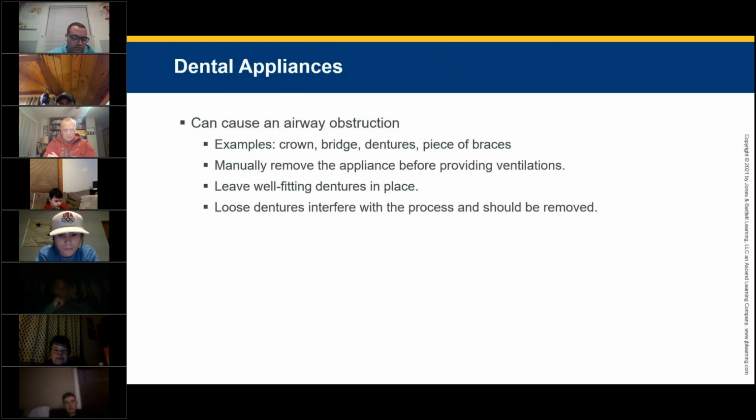Dental appliances like dentures, crowns, bridges, braces. If you can pull it out, do it. Manually remove it before you provide ventilations. If the dentures fit well and they're not moving and they don't easily come out, leave them alone.